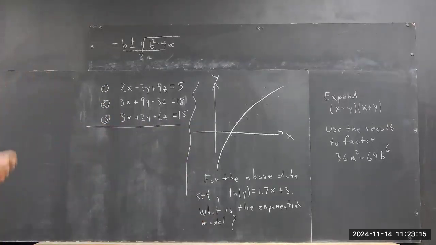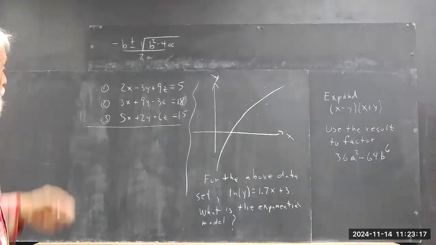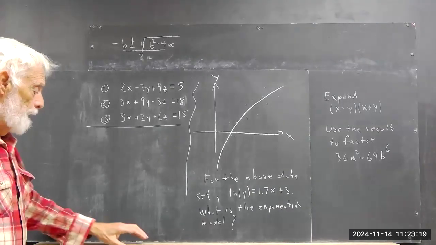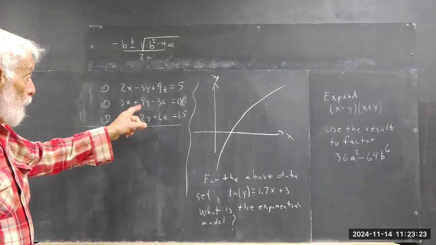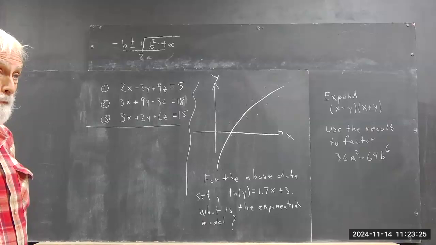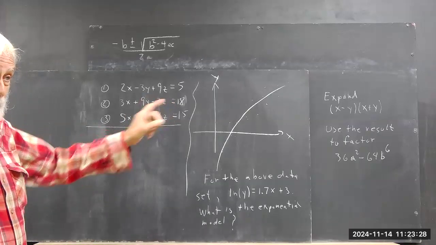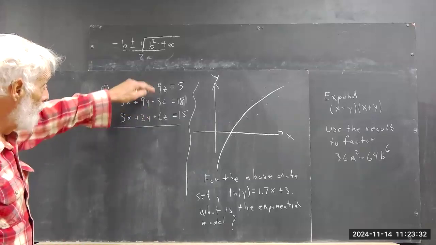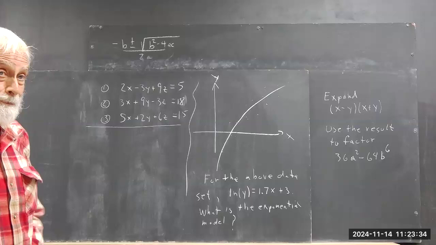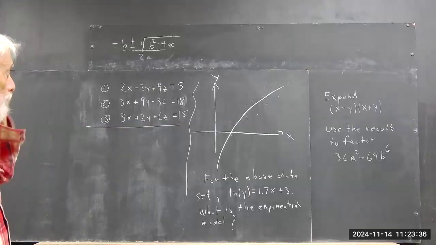Now, nobody had any trouble eliminating a variable. I didn't really pay that much attention to who eliminated which variable. How many of you eliminated Y? How many of you chose to eliminate Z? That's the better choice because all these numbers are multiples of 3. So it's going to be pretty easy to eliminate Z.